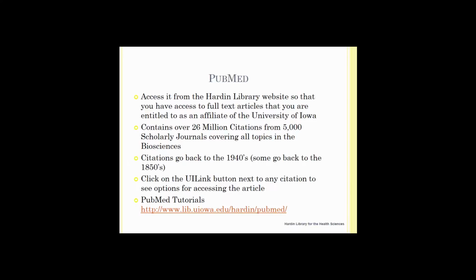So for example, Pubmed has about 26 million citations from 5,000 scholarly journals around the world. Pubmed is considered one of the better databases to search for biomedical literature because it covers all topics in the biosciences. Now, out of those 26 million citations, I'd say about 3 to 5 million are available for free electronically, which means anyone anywhere in the world can access those articles. But while you have your Hawk ID and password, again, make sure you access Pubmed through the Hardin Library website, because you'll have access to millions more articles through our electronic journal subscriptions. So it's very, very important that you do that.